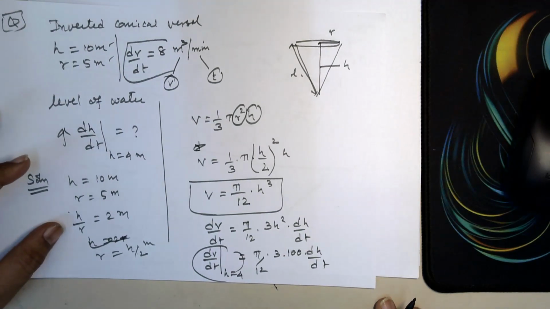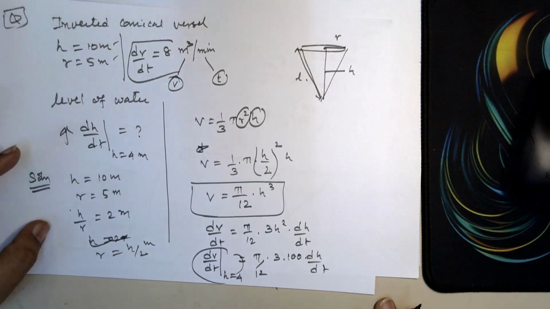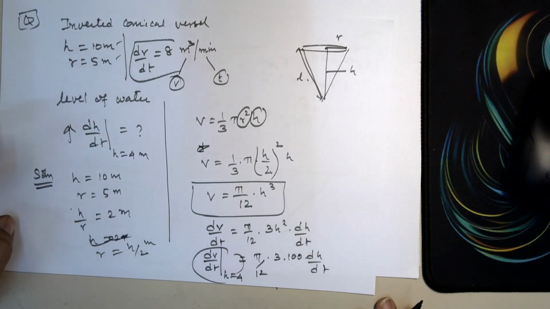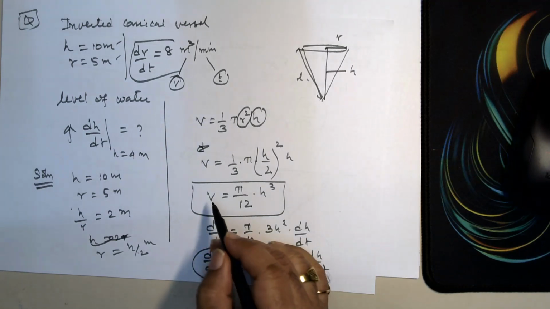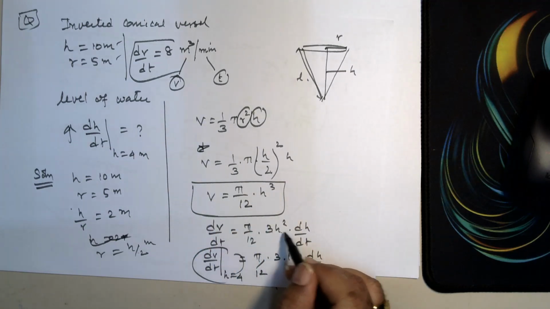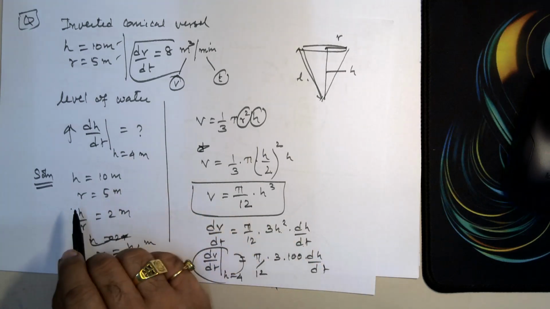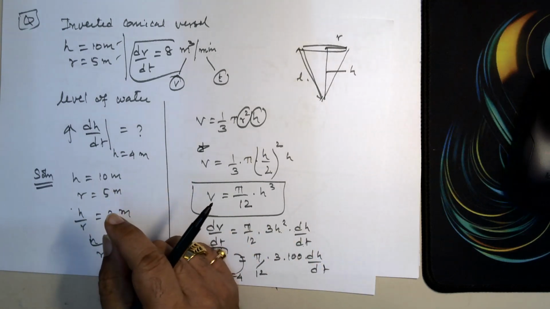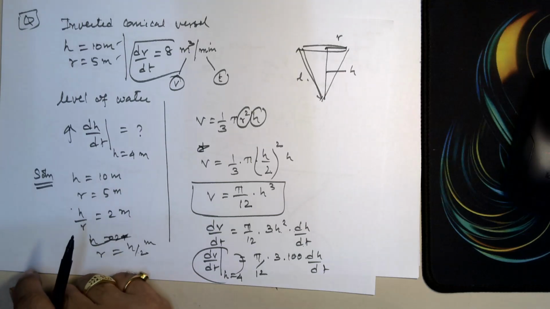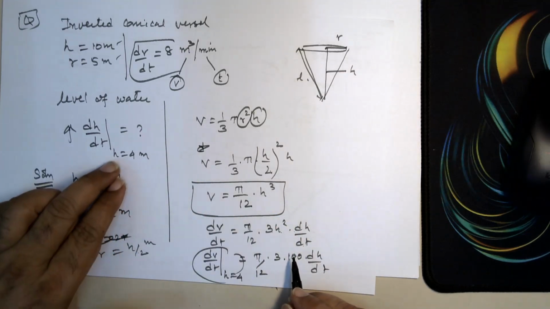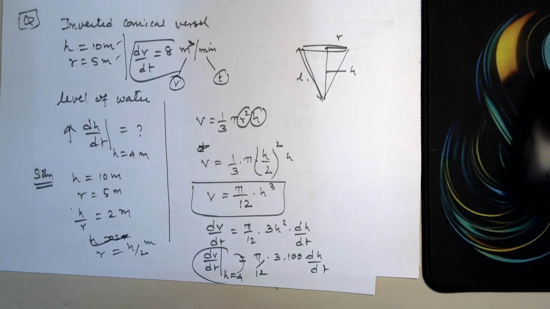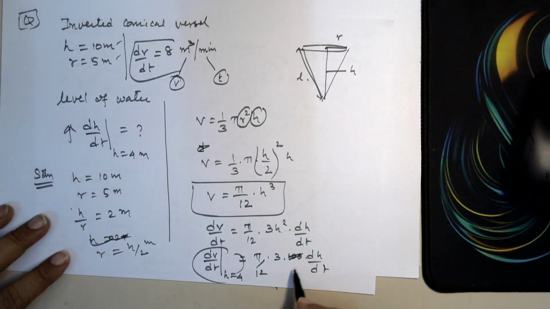H is equal to 4 means we need to substitute 4 squared in 3h squared into dh by dt. H is equal to 4 meter. No, no, no. Why are we taking 10? Sorry, h is equal to 4. So when h is equal to 4, how much is 4 squared? That is 16. Okay, that's good. So 4 whole square, correct.